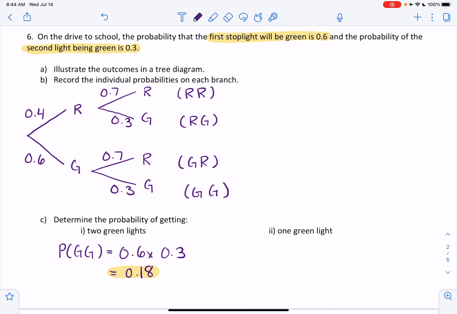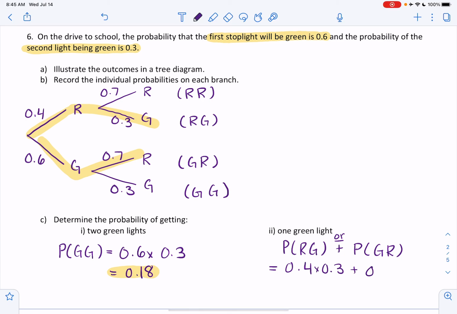And then 1 green light. So that means we could have the probability of red then green, or, so we add, the probability of green then red. So red then green would be 0.4 multiplied by 0.3. Or we could have green then red. So 0.6 multiplied by 0.7. And that will give us 0.12 plus 0.42, which will give us 0.54.